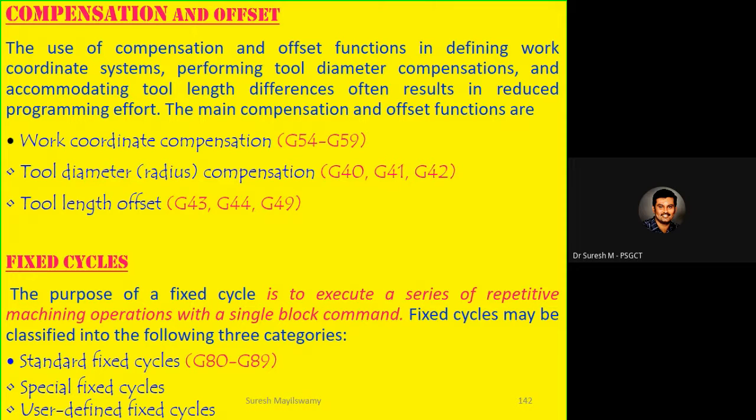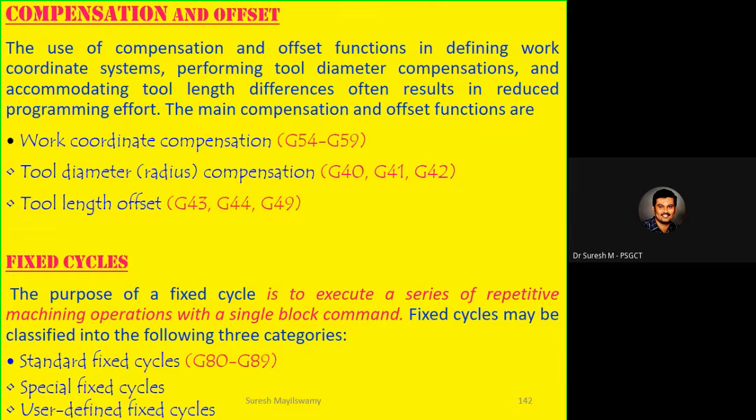40 is to cancel, 41 is right and 42 is left. Tool length compensation are G43, 44 and 45, vice versa. And to reduce the number of lines in the CNC program, we can use the fixed cycles. The purpose of a fixed cycle is to execute a series of repetitive machining operations with a single block command. Fixed cycles may be classified into the following three categories: standard, special, and user-defined fixed cycles.